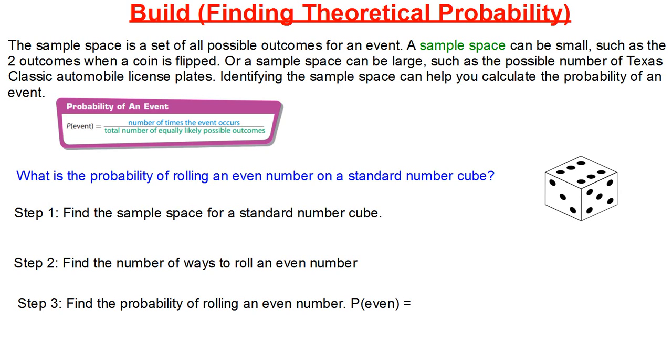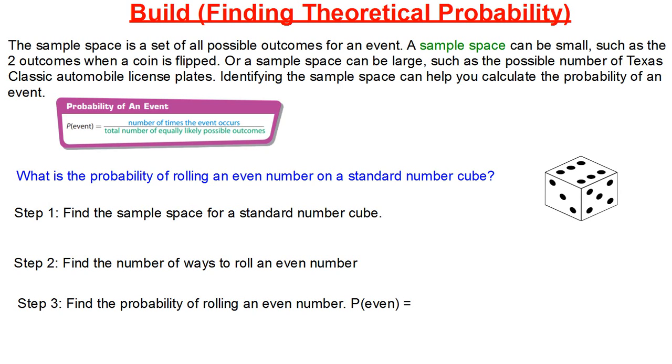A sample space could be as small as two outcomes when a coin is flipped. When you think about a coin, there's only two possibilities that you have: either heads or tails. So the sample space has two outcomes. Now, for this larger example, the Texas Classic automobile license plates, you can imagine there's millions of drivers in Texas. With those drivers come their cars, and with those cars come different variations of license plates. So the sample space there is really, really large because license plates are not supposed to be identical.